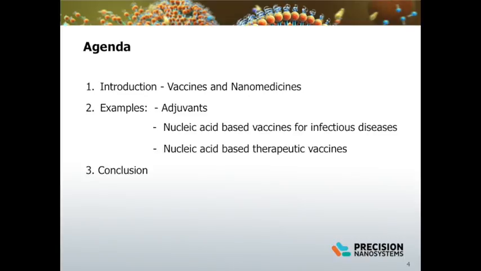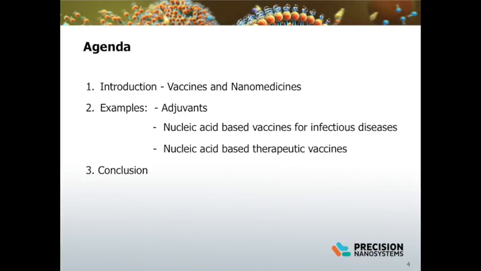Here we'll address the relationship between vaccines and nanomedicines, and then we'll illustrate this with some concrete examples of vaccine adjuvants, then vaccines aimed at preventing infectious diseases, and then we have the therapeutic vaccines that are mostly used in oncology. And then, of course, this will all be followed by concluding remarks. I should mention that this webinar will not go in depth into the molecular biology of vaccines. However, if you do have questions in this regard, please let us know and we'll do our best to answer those questions.